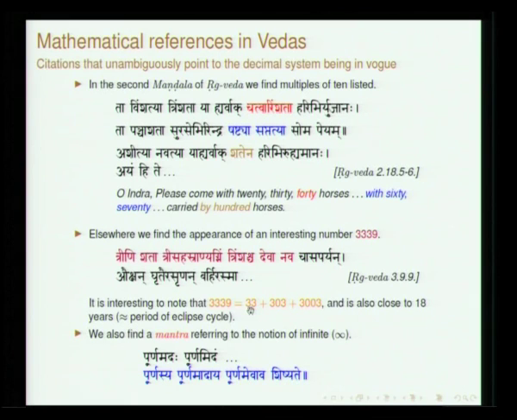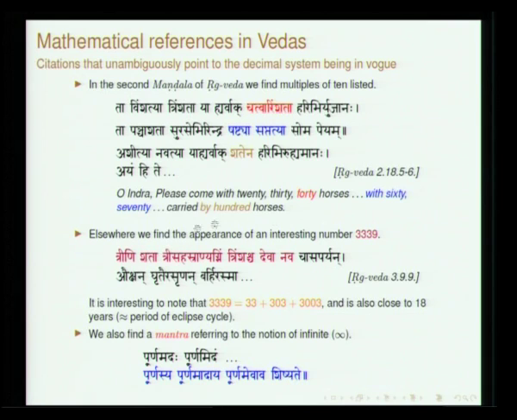This is basically the sum of 33, 303, 3003, and you get this particular sum, and this number is also very close to a period of 18 years. There have been articles written wherein they try to trace the origin of this number and what is so special about it. What is interesting here is to note that there is unambiguous evidence by which we are able to see that the Vedic priests have been very conversant with the decimal place value system.